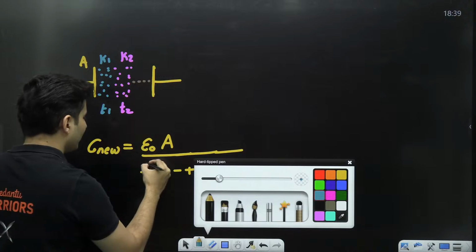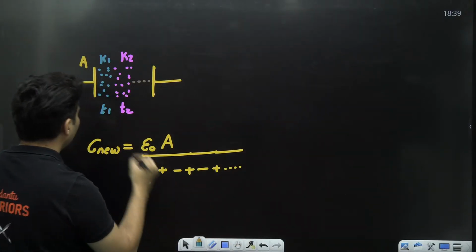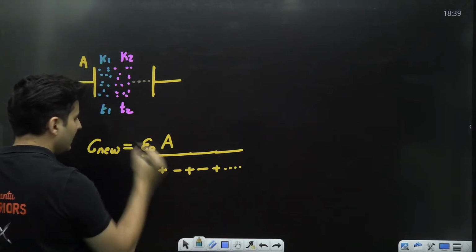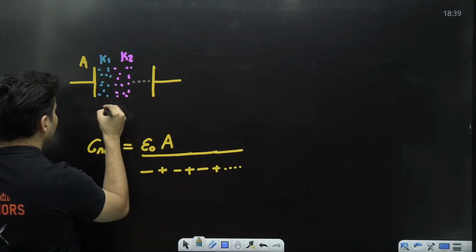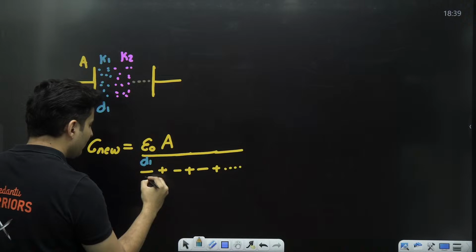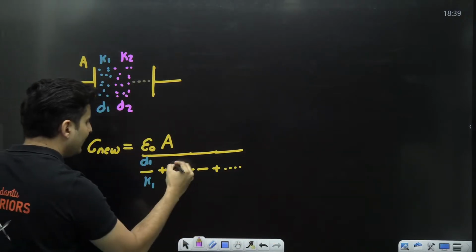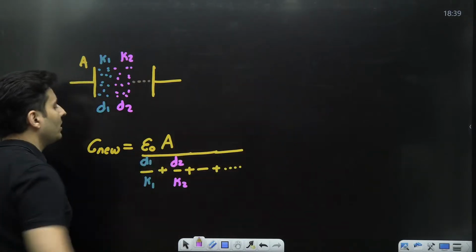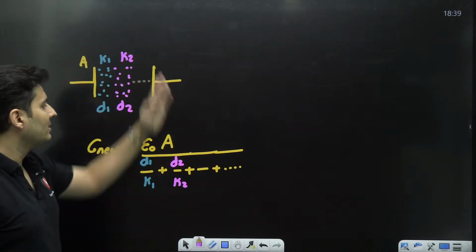The first term will be D1 by K1, the thickness 1 by K1. Instead of D, I have put T over here. It's okay, I'll put it as D1. So it will be D1 by K1. Then the next one will be D2 by K2. Next will be D3 by K3, and so on and so forth. So use this formula whenever you have multiple slabs in between.